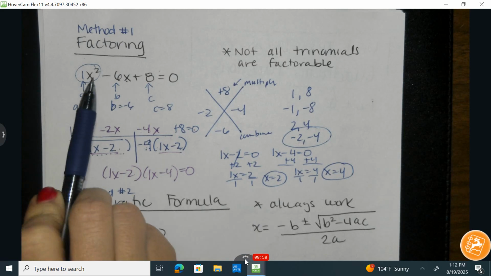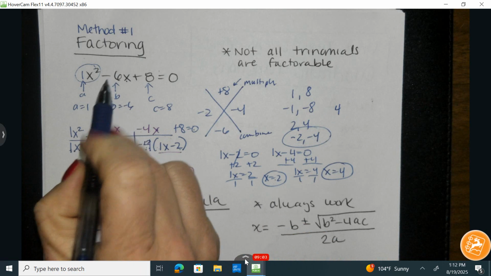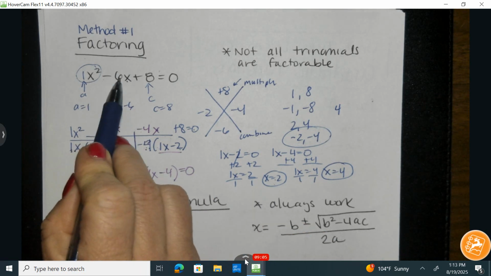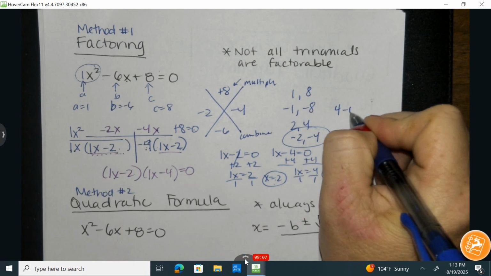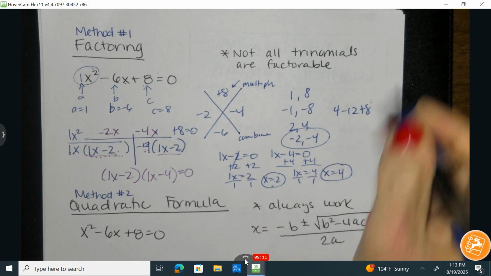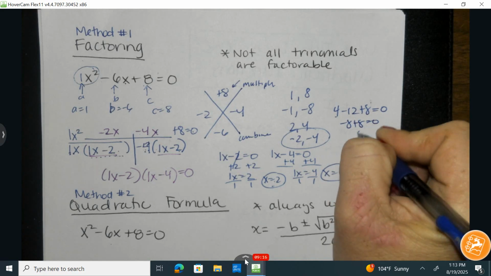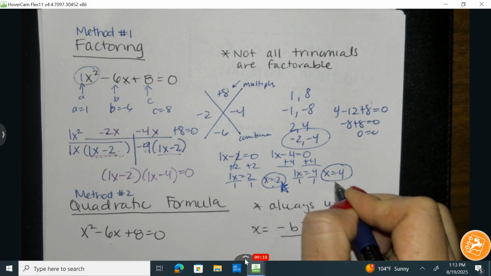Let's try 2. So 2 squared is 4, and I'm just going to do the mental math over here. If I had a calculator, I definitely would use the calculator. -6 times 2 would be -12. And then plus 8. And this has to equal 0 if this answer is correct. Let's check. 4 minus 12 is -8, -8 and positive 8 is 0. This works. Let's go to the next one.